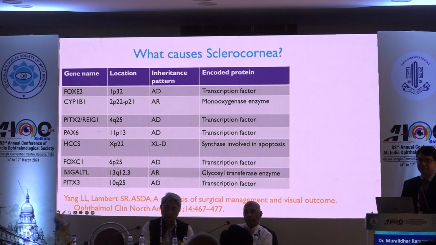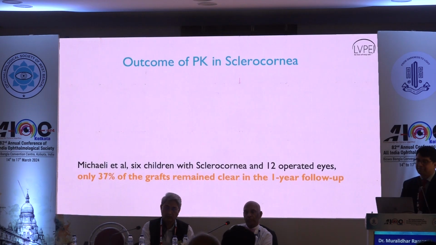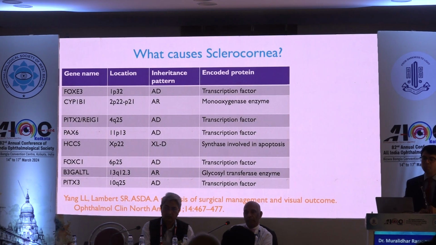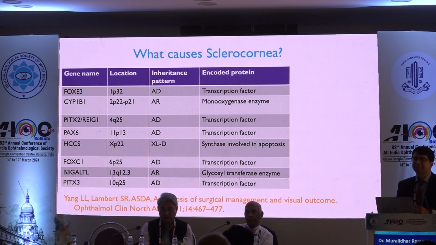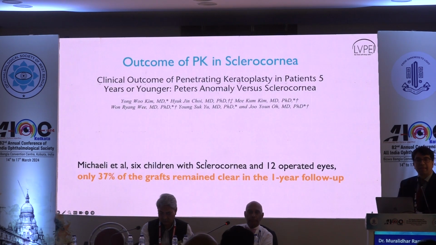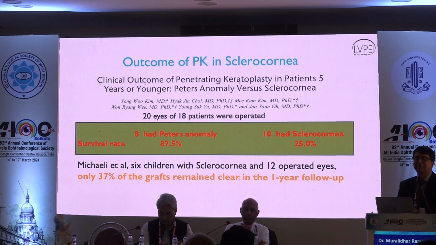So why do we have a sclerocornea? As I said, it's basically a developmental abnormality, where one of these transcription factors primarily regulates the primordial cells, which in turn work on the neural crest cells in a downstream pathway. If there is a failure in the migration of the neural crest cells between 6 to 8 weeks, that leads to what you call a typical sclerocornea. And published literature has shown that within the first year, nearly 70% of these grafts fail.